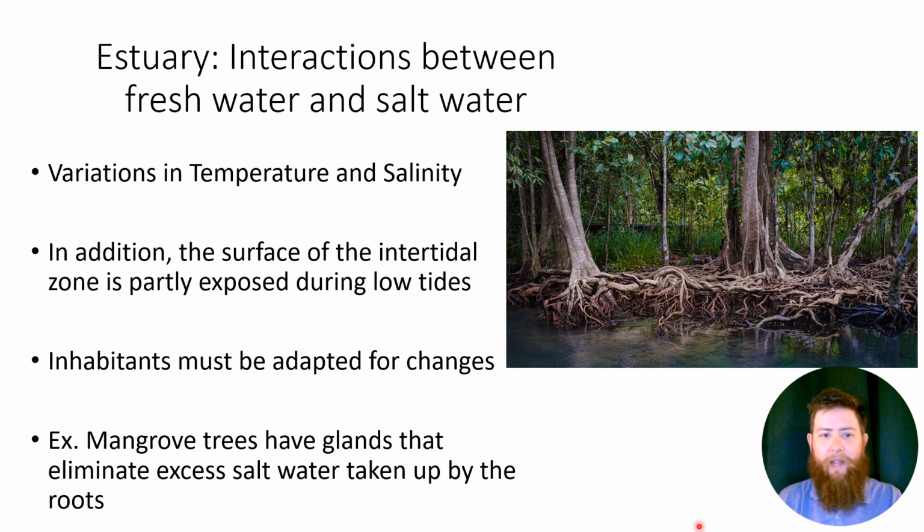They have glands that eliminate or get rid of excess salt water that is taken up by the roots and pump it back out into the water around them. This is to make sure that they keep their osmotic pressure and their turgor pressure strong so that they can remain standing upright and continue to grow.